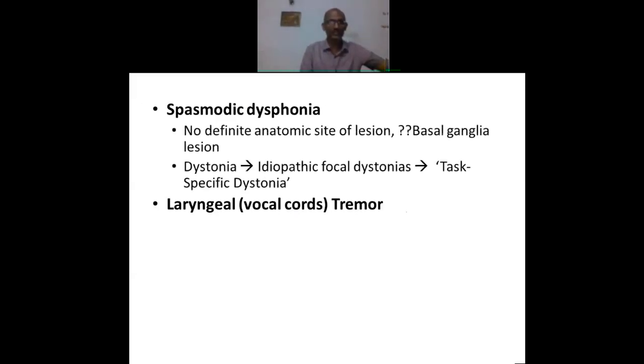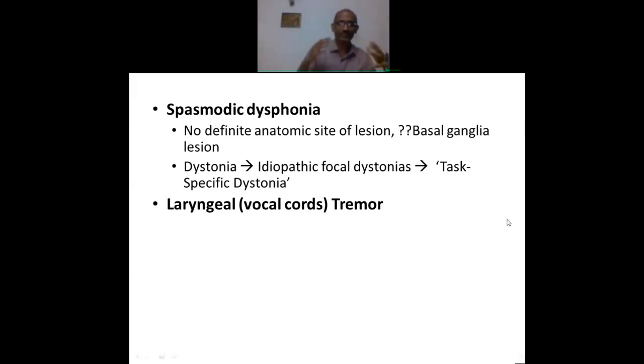And what are the features? There is no definite anatomic site of lesion, definitely not the larynx. The problem is definitely not at the larynx. We know it's neurological, but affecting the larynx. But what exactly? Not sure. There are studies now showing that it could be the basal ganglia. And it's very fascinating to understand.